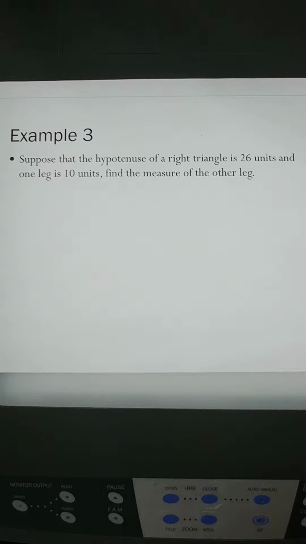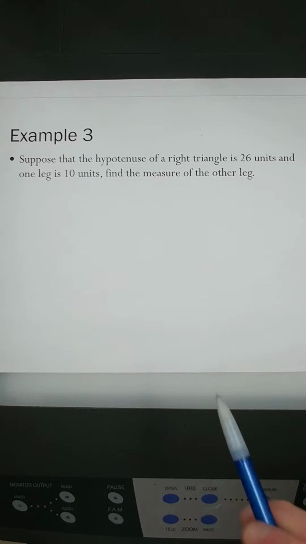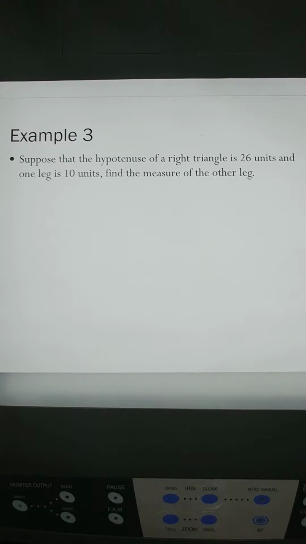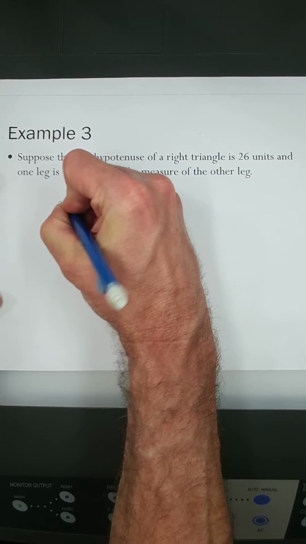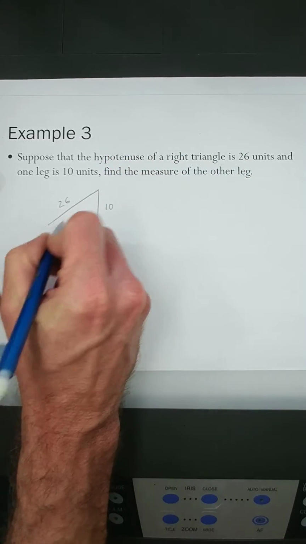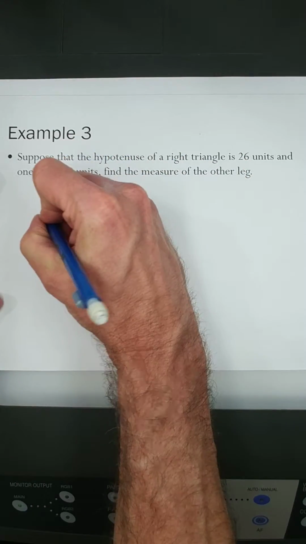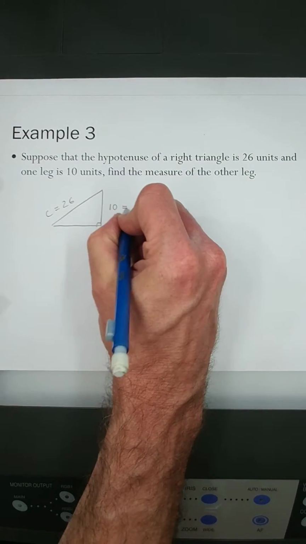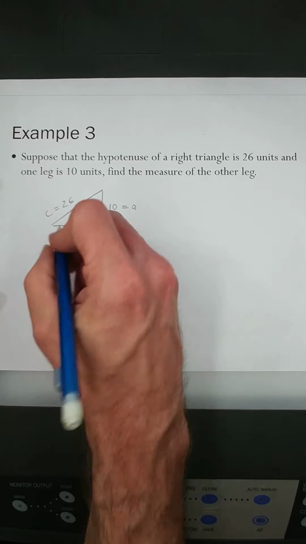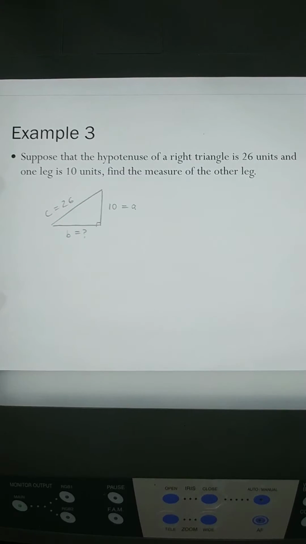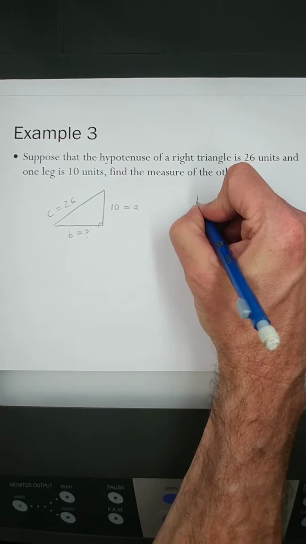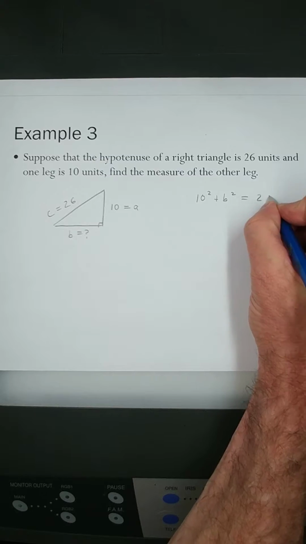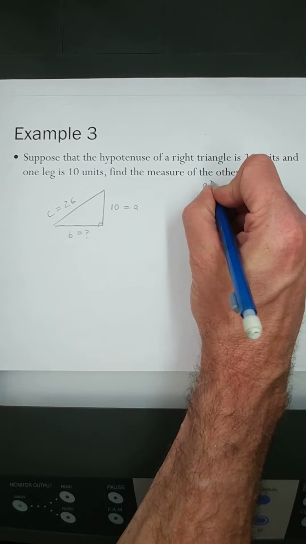All right, example 3. Suppose that the hypotenuse of a right triangle is 26 units and one leg is 10 units. So I'm going to make a sketch. The hypotenuse is 26 units and one leg is 10. Now remember, the hypotenuse is always C. A and B are basically interchangeable, so I'm just going to make A 10, so B will be my missing side. So we will set it up as 10 squared plus B squared equals 26 squared if we take the Pythagorean theorem again.